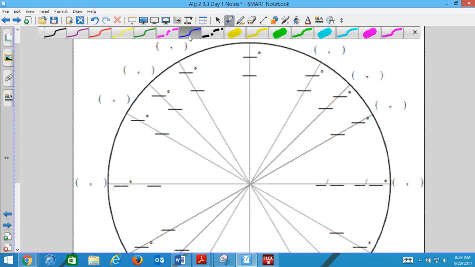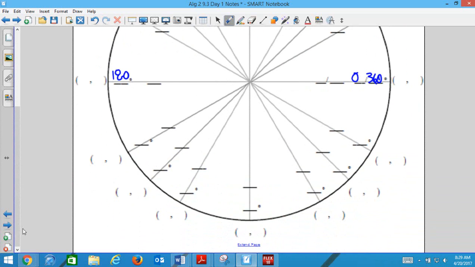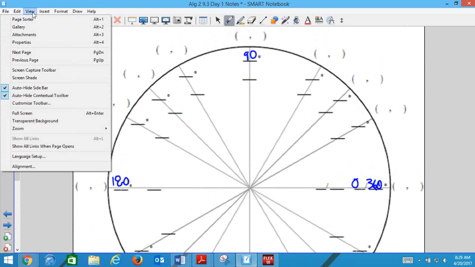Okay, so I'm just going to start with the degrees. What do we have here? 0 or 360 degrees. This one is 90. This one is 180. And of course, mine doesn't fit on the screen. That's going to make it annoying. 270. Let's see if I can fix it a little bit.